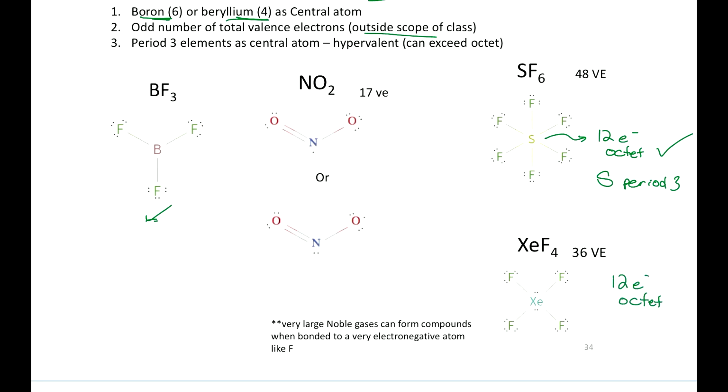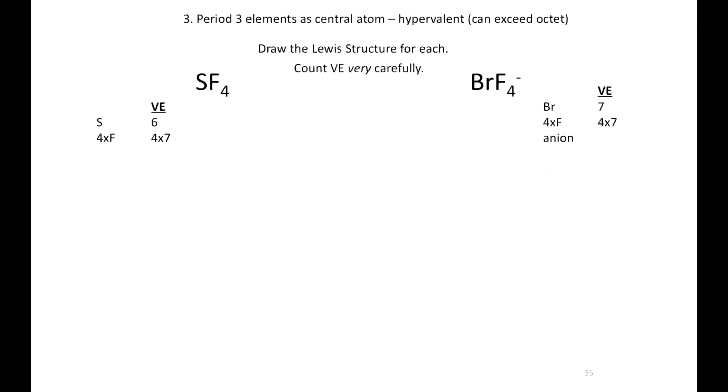Right, and that is absolutely okay because xenon is, I don't even know what period it's in. 1, 2, 3, 4, 5. It's a period 5 element. All right, so that's okay. So basically what we see here is that for very, very large elements, having expanded octets is okay. So let's look at a couple examples. Here's the thing. With these large elements, you're going to follow the same exact 6 rules. You're just going to count very, very carefully.